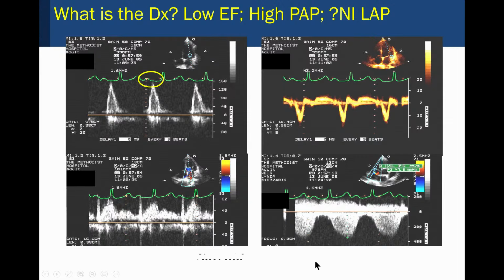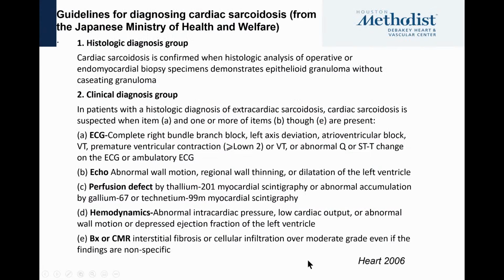So this is a patient with sarcoid, and this shows some of the features that have been described. In fact, the Japanese Ministry of Health and Welfare published back in 2006 this criteria. Of course, histologic diagnosis is the perfect diagnosis, but not always possible. The clinical diagnosis is easier when the patient is known to have sarcoid.